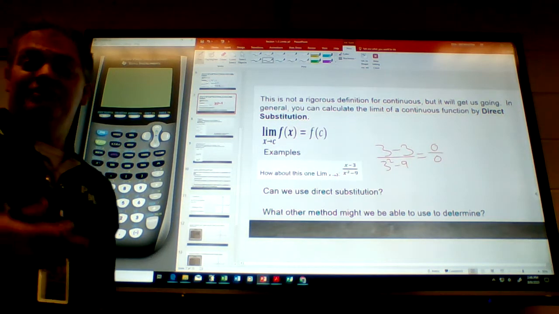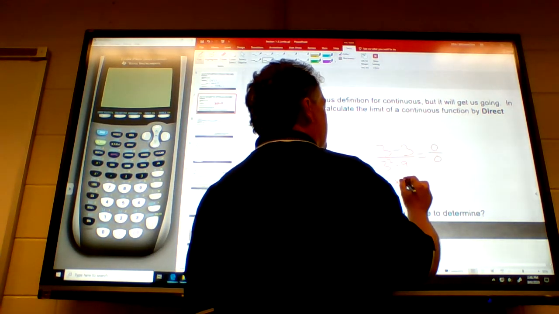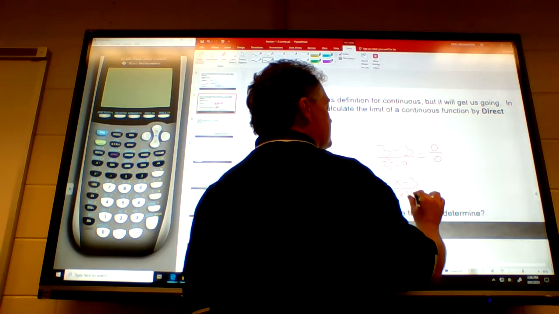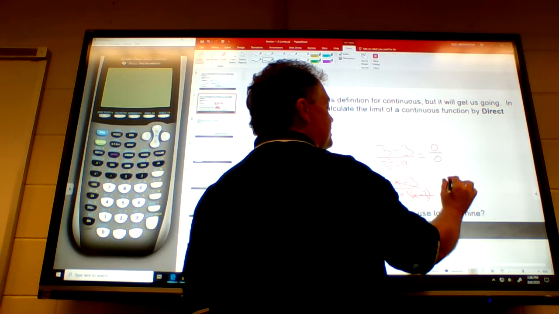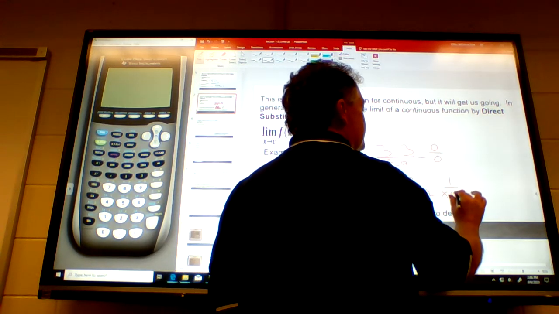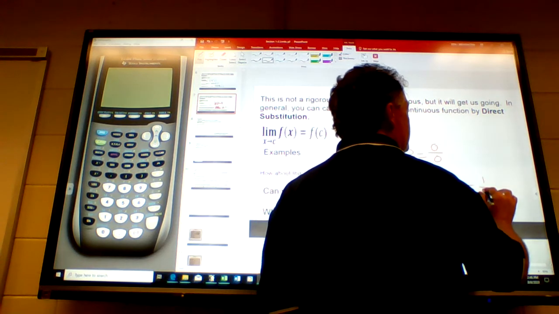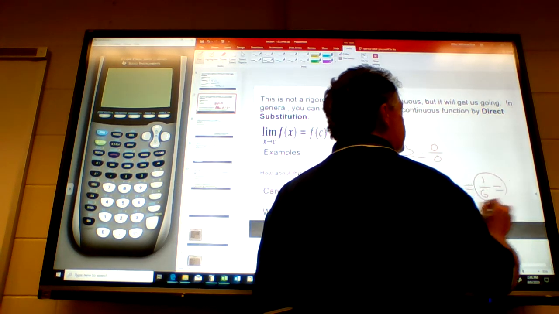But if you apply some algebra here, you get x minus 3 over x plus 3, x minus 3. Well, the x minus 3 will cancel, and you're left with 1 over x plus 3. Well, when you plug in 3 for x, you get 1 over 6, which is, well, 1/6.